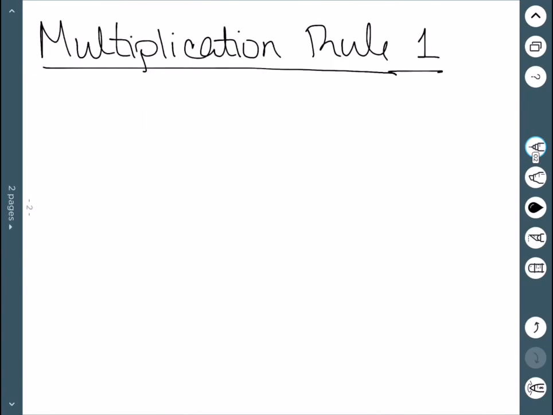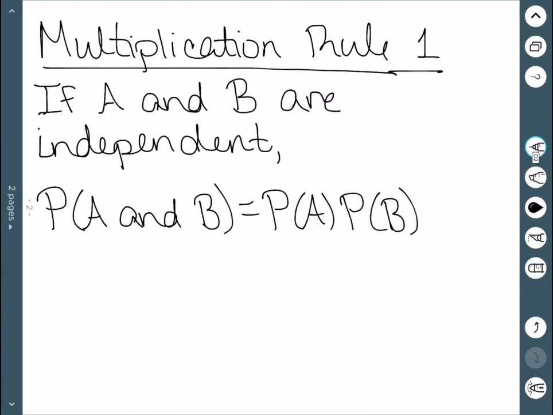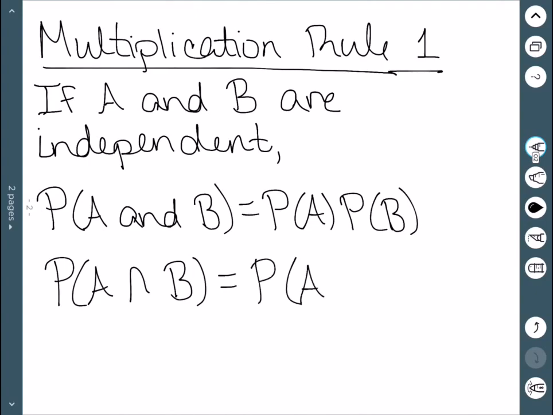We'll look at the first multiplication rule, which specifically deals with independent events. If two events A and B are independent, then the probability of A and B is equal to the probability of A times the probability of B. And once again, we may see this written using our intersect notation. Probability of A intersect B is equal to probability of A times the probability of B. Therefore, as long as our events are independent, all we need to do is multiply.